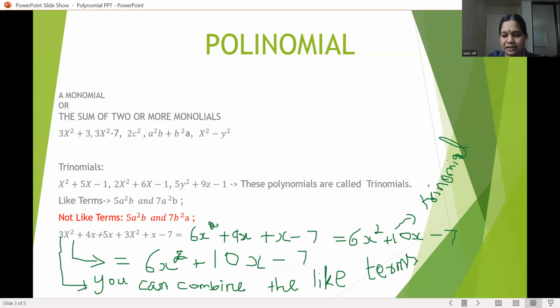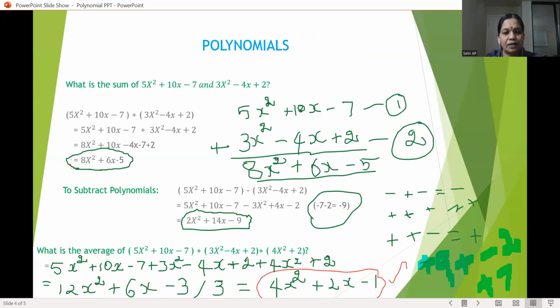We'll move on to the next slide now. Okay, see here. What is the sum of these two terms? That is (5x² + 10x − 7) plus (3x² − 4x + 2). Both terms are in parentheses. Now we are going to add these two equations. This is a simple equation, so you can solve it easily. If there are more terms, then you can apply it like this.